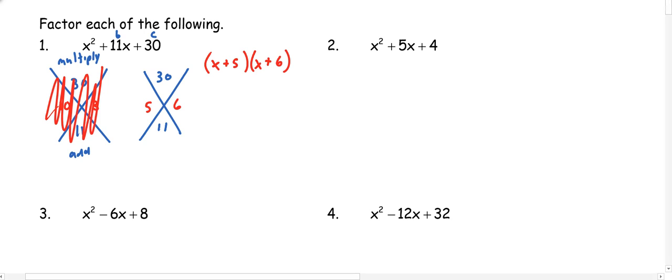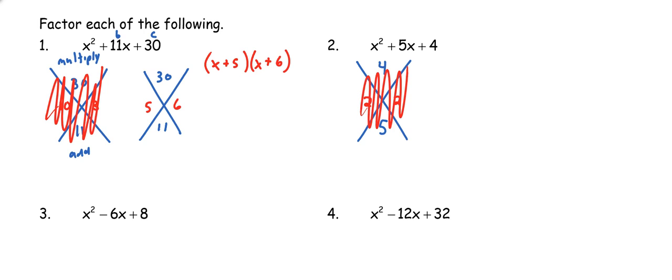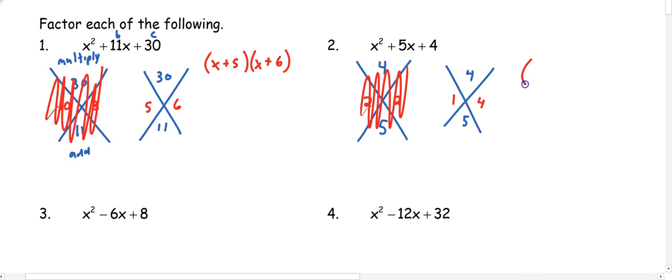Number 2, we have x squared plus 5x plus 4. So we need two numbers that multiply to 4 and add to 5. Two numbers that multiply to 4 are 2 and 2. The problem is 2 and 2 does not add to 5, so that's not going to be our combination. So we need to try a different combination. Two other numbers that multiply to 4 are 1 and 4, so those are going to be our factors because those add to 5. So we have x plus 1, x plus 4. Make sure that you are writing your sets of parentheses in a line instead of on top of each other. They need to be going from left to right.